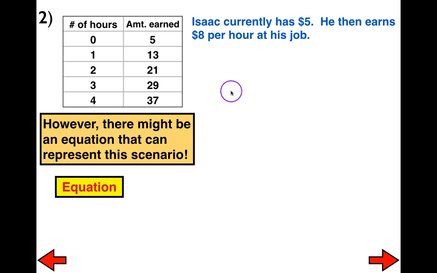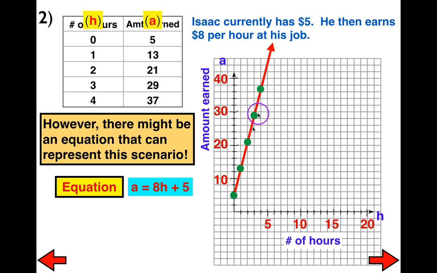So here, our equation, hopefully you guessed right, is going to be, if I let H represent the number of hours and A be the amount earned, it would be A equals 8H plus 5. Okay, and this is what our graph would look like based off our table. So here, notice it doesn't go through the origin. It's linear, but in order for it to be a proportional relationship, you would need the graph to have both attributes. It would have to go through the origin, and it would have to be linear. And since it doesn't go through the origin, it's not a proportional relationship.